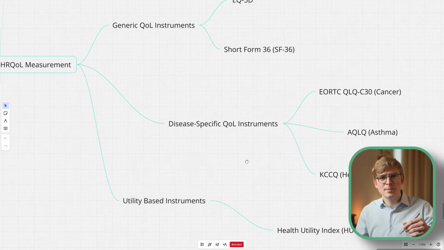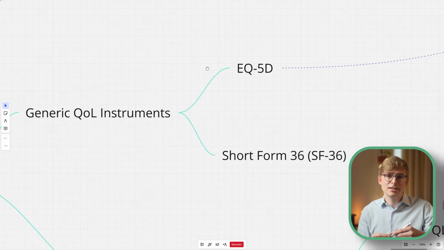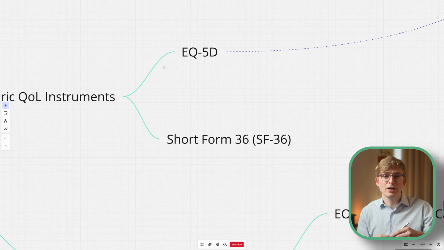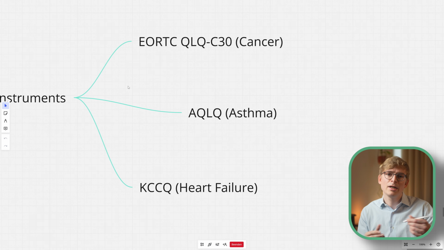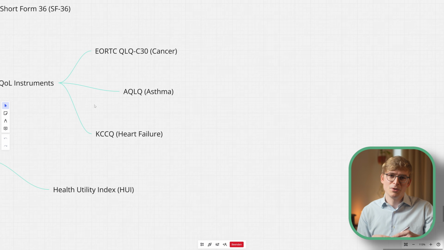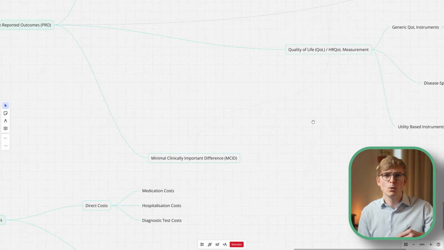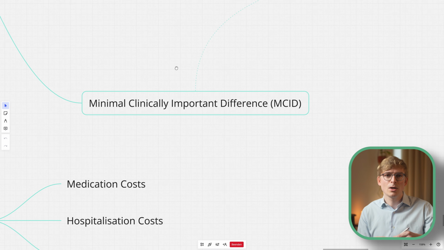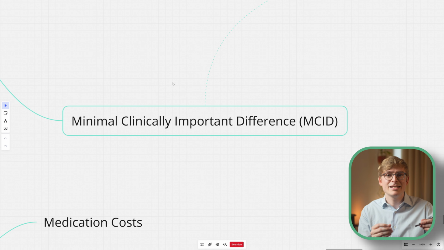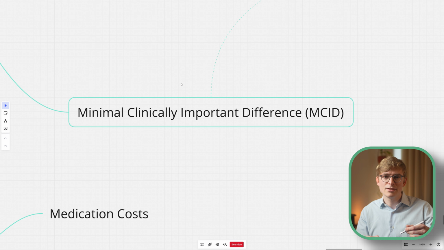Examples for generic instruments include the EQ5D or SF36, whereas disease-specific instruments focus on a particular disease, such as the EORTC for cancer, for example. The last important subnode in this part of the mind map is the concept of minimal clinically important difference, or MCID. In this context, the MCID is the smallest change in a treatment outcome that an individual patient would identify as important and which would indicate a change in the patient's management, which is essential for QOL measurement.